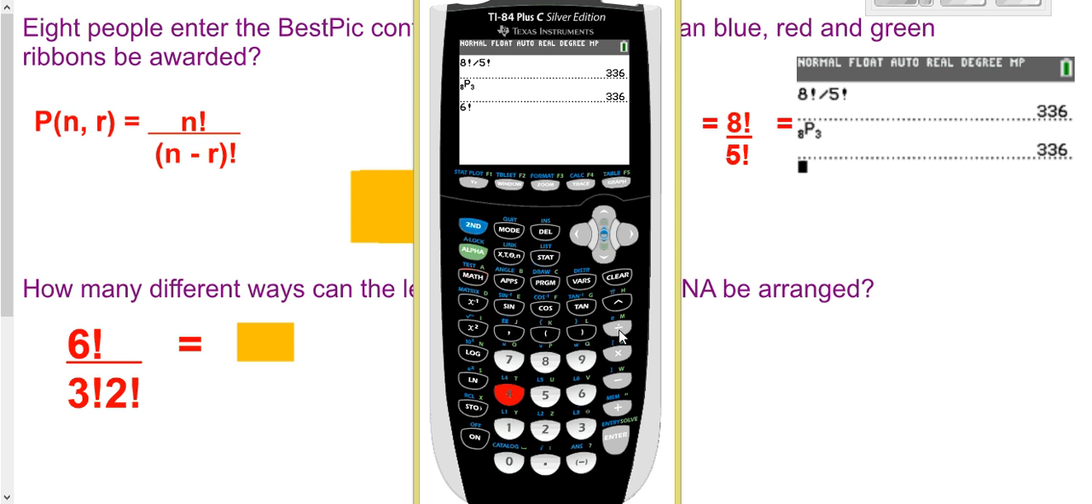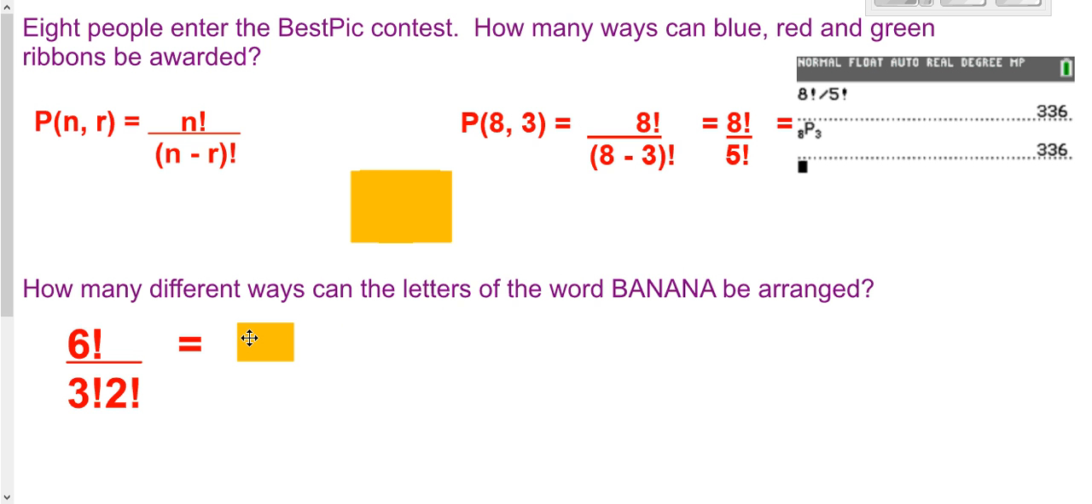Then we need to hit divide, and I have to put the whole bottom in parentheses. Now you could go 3, then math, or arrow over to prob to get the factorial button, then 2, and so on. But 2 factorial is 2 times 1. 3 factorial is 2 times 3 times 1. So I have 6 times 2, which is 12. So I'm going to just type in 12, and I get 60. So there's 60 different quote-unquote words you can make with the letters of banana.